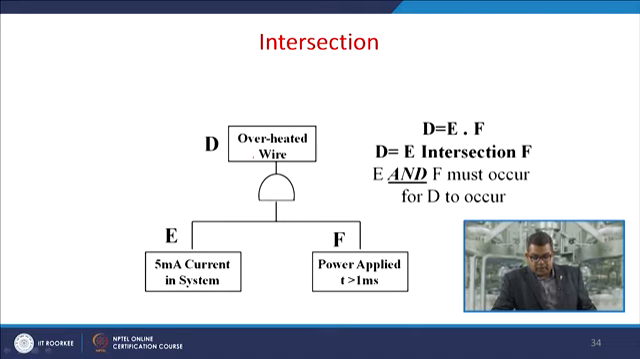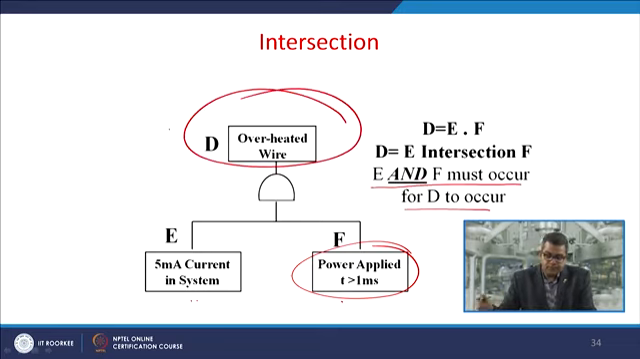Now, whereas in intersection you are having the 2 systems E and F, these need to occur simultaneously, like this is the 5 milliampere current in a system and a power applied should be greater than 1 millisecond. So, these 2 need to occur. So, E and F must occur for any kind of this process to happen.